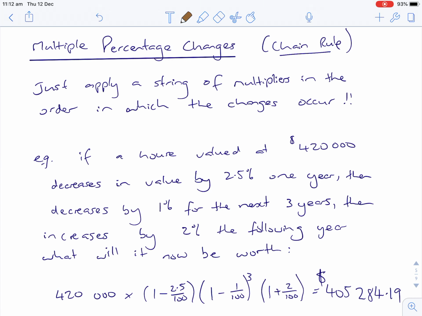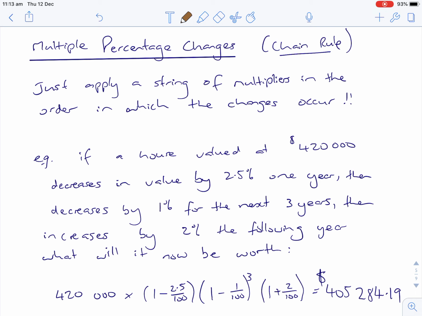Now, the chain rule is something you've hopefully done in Year 10, and this is basically where we just have multiple percentage changes. So this is something like inflation examples where the price might go up by a certain percentage for a certain number of years, and then it might go down the next year and up the next year, but we've got multiple changes going on. So that's why we call it the chain rule, because we're basically going to deal with each change one step at a time, and for every change you're just going to have another multiplier.